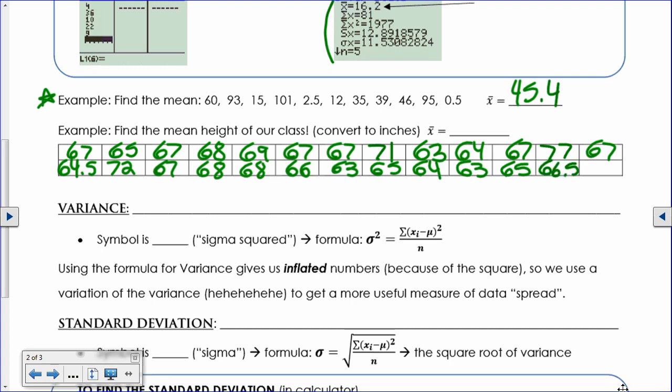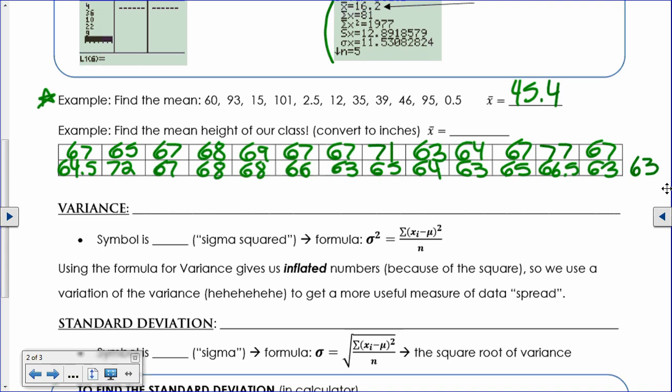You gotta do Dustin. Make it interesting. Amy. 63. You already have it. And then Sandy. Okay. So this is a lot of numbers, but we're going to find the average height in this classroom.